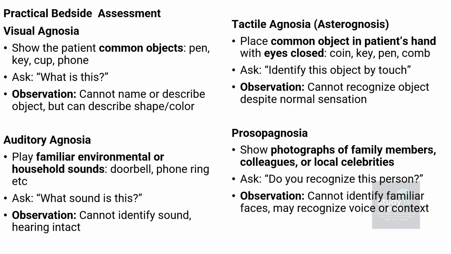Finally, prosopagnosia involves showing photographs of family members, colleagues, or familiar local figures and asking if the patient recognizes them. Affected individuals may fail to identify familiar faces, but might recognize them by voice or contextual cues. These simple bedside tasks provide valuable insight into modality-specific recognition deficits and help localize cortical dysfunction.